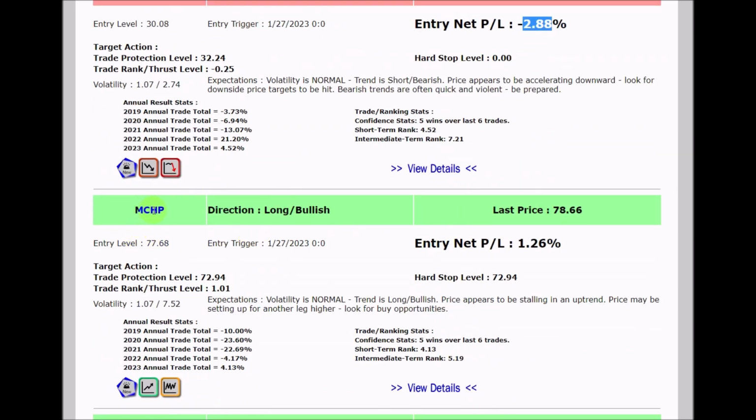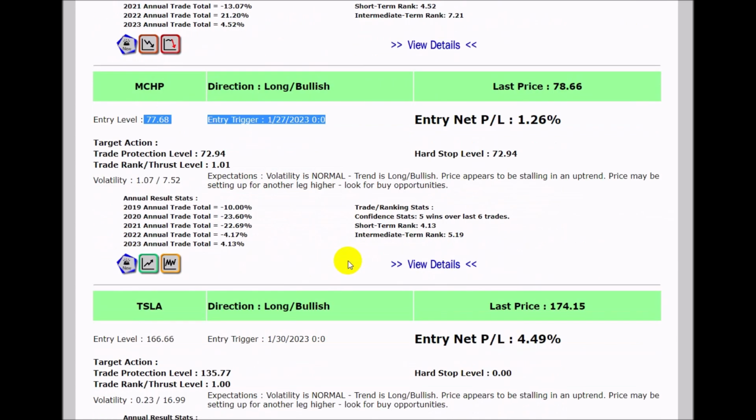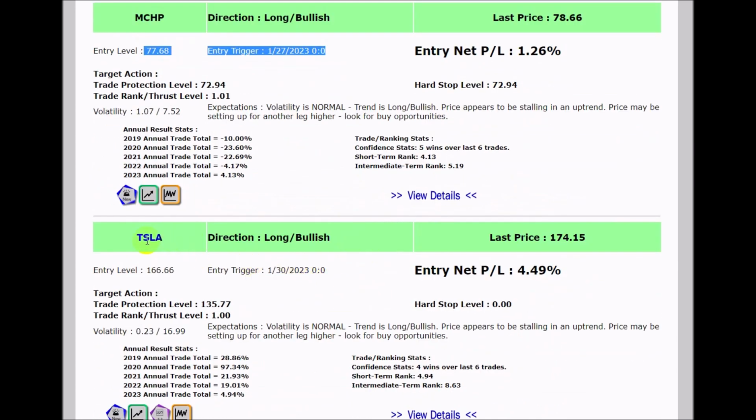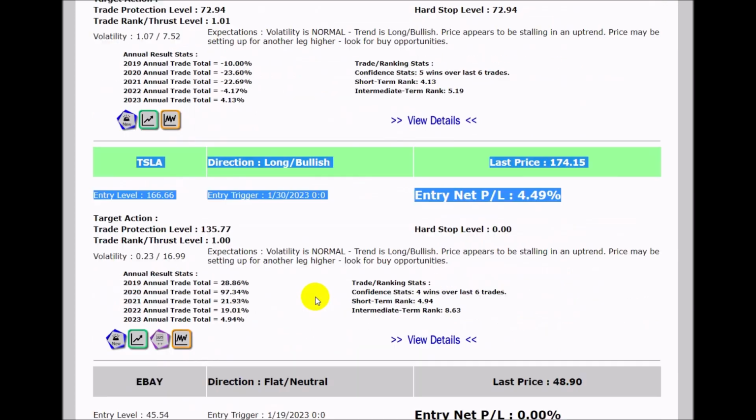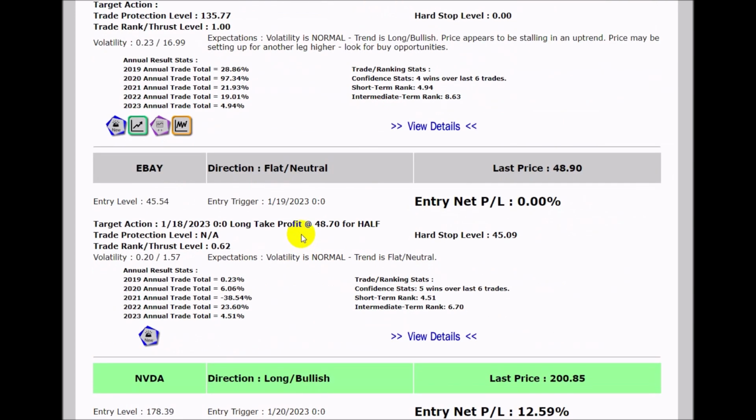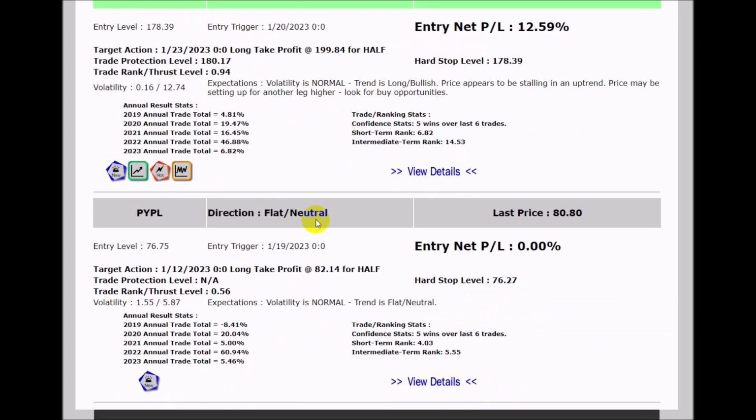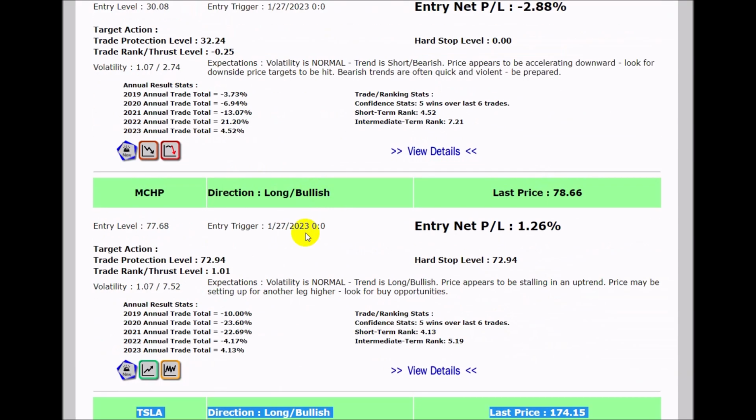MCHP, which I believe is MailChimp, is up 1.26%. It was a trade a couple of days ago and has not had any action yet. This is, again, a good, solid entry for you to consider taking this trade. Tesla, a trade just yesterday, right here. It's up 4.49%. So pay attention, ladies and gentlemen. These trades are just sitting out here waiting for you. That's the end of the pure alpha trades.